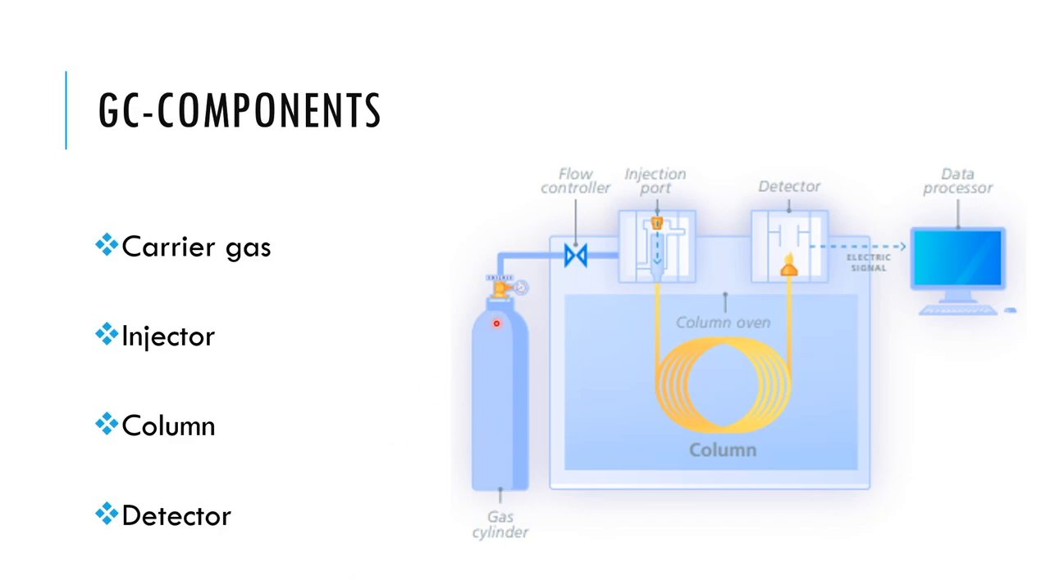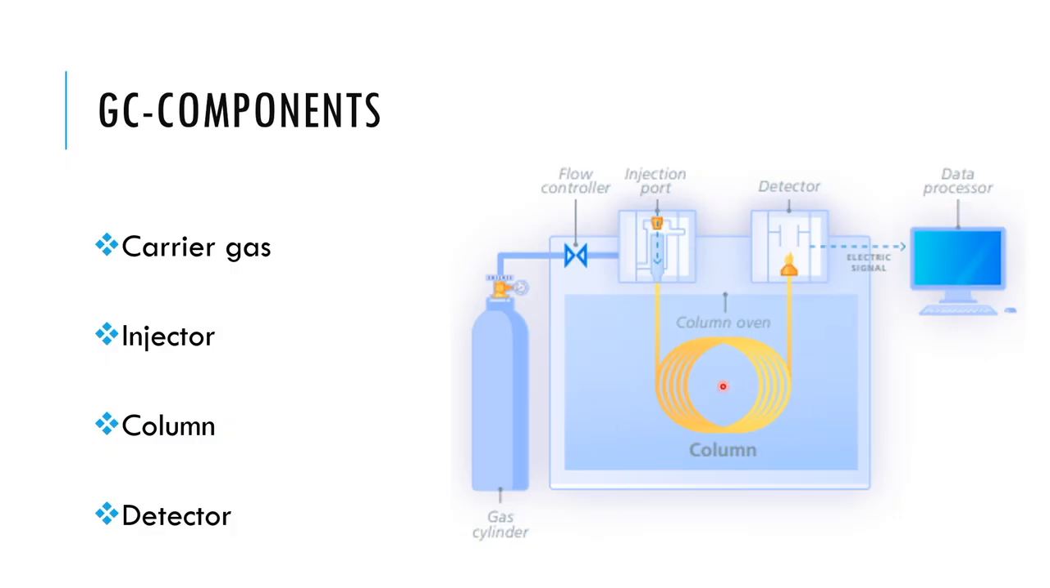Here you can see the carrier gas, which is a cylinder, and it should be a high purity cylinder, because to get the minimum quantity of impurities at the ppm or ppb level, we should have these cylinders. We have an injector port through which the sample or solute is injected. We have a detector through which the elution happens, which is electrically transferred into signals in the data processor.